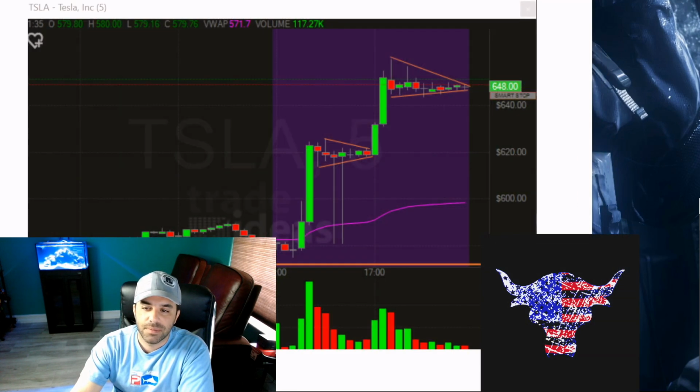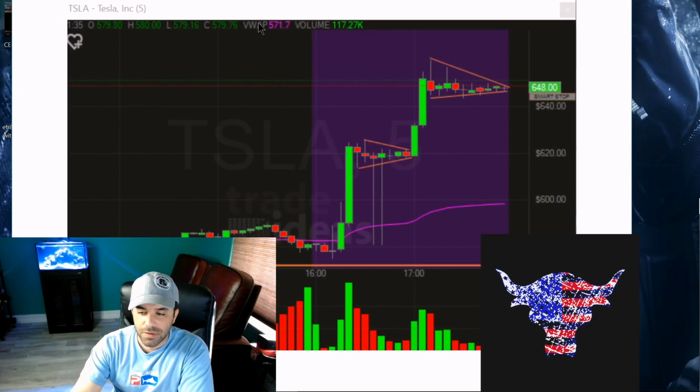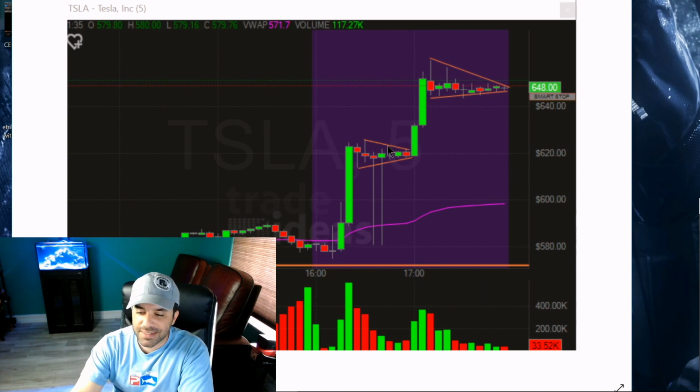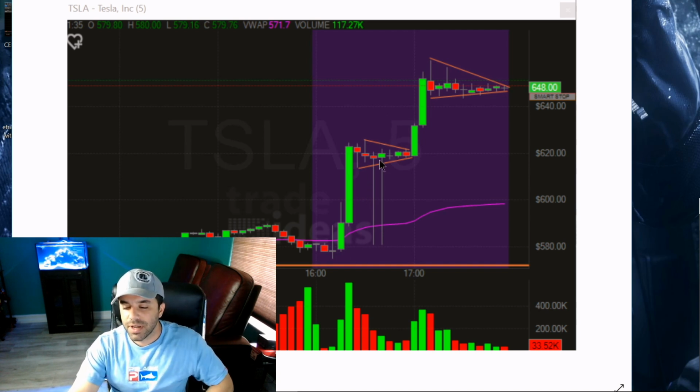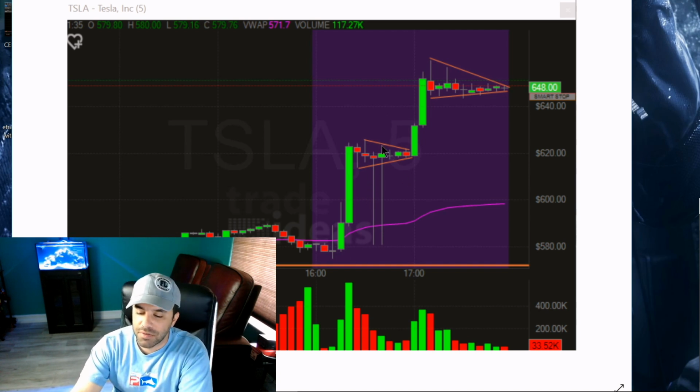Now the next one is the tried and true bull flag setup. This is Tesla right as it reported earnings for Q4 this year. This is January 29th right here. I remember it was like yesterday because it actually was 8 days ago. So we have Tesla report earnings. We get that huge push.